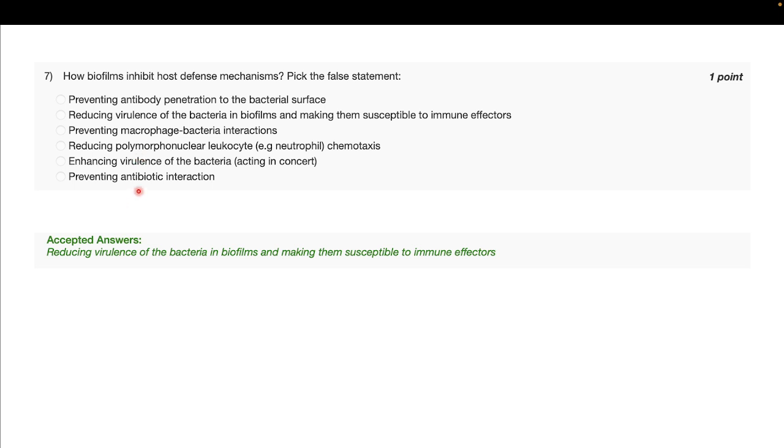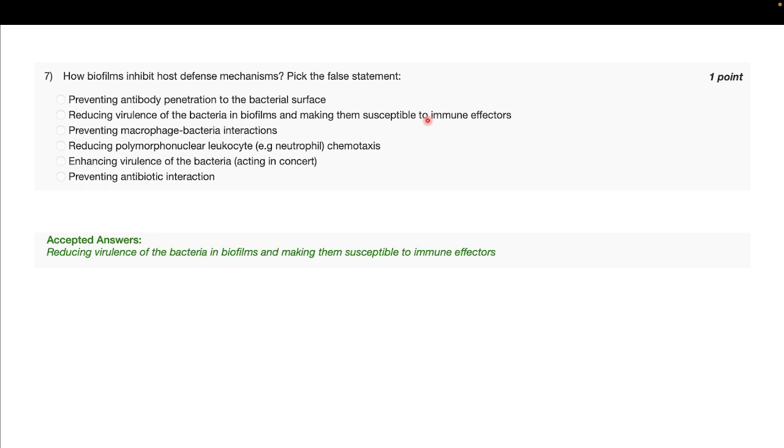Preventing antibiotic interaction is also correct. So all of these are methods by which biofilms will inhibit host defense mechanisms. The only thing that doesn't fit into this is reducing virulence of the bacteria in biofilms and making them susceptible to immune effectors, which is false. Biofilms do not do any such thing.